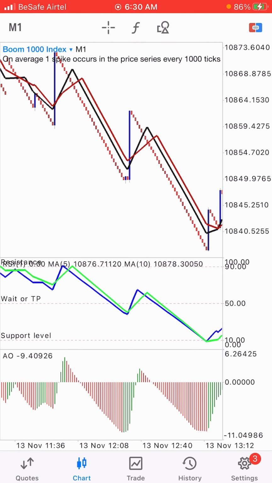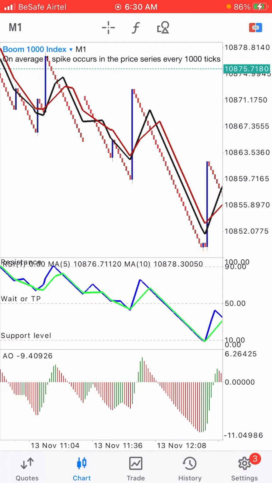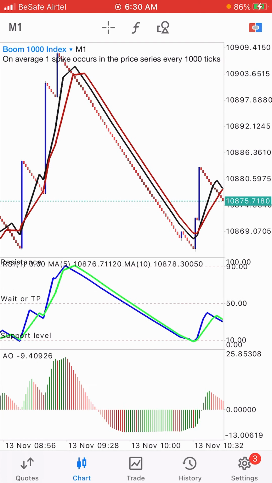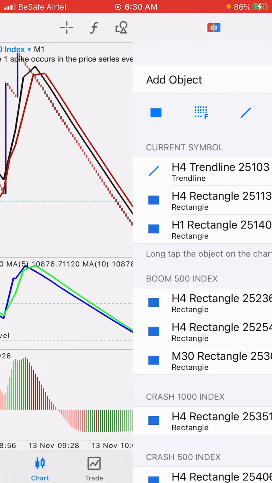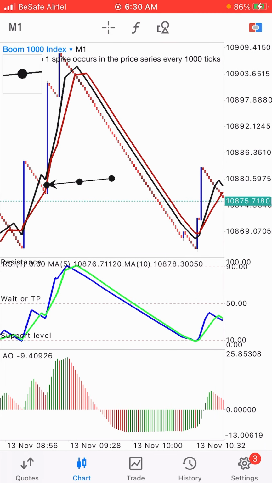Without wasting much of your time, let me explain how to use this very simple indicator. In my previous video, I explained how to use this indicator up here. In boom and crash, what we are aiming for is the spikes. When price is in an uptrend in boom, you are expected to be buying, and when price is in a downtrend in crash, you should be selling. That's where you're going to get all the spikes.